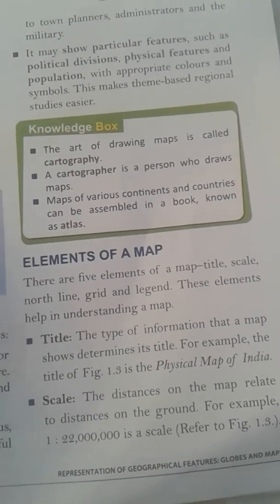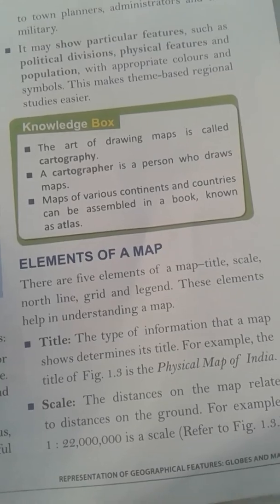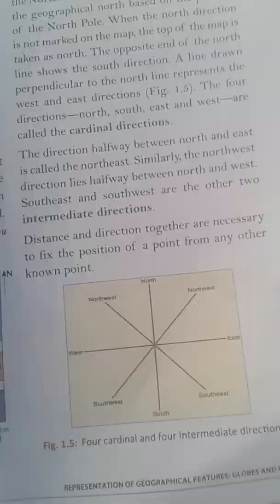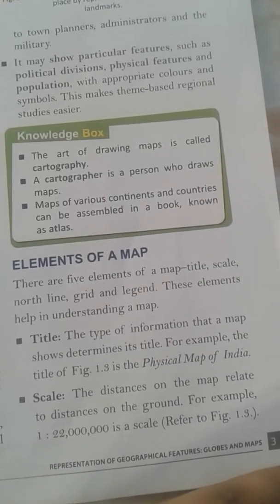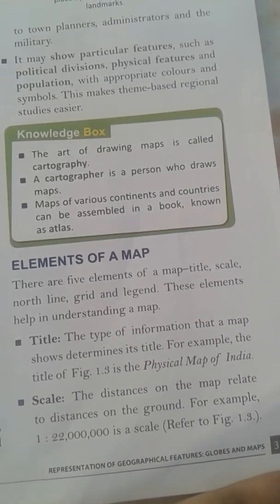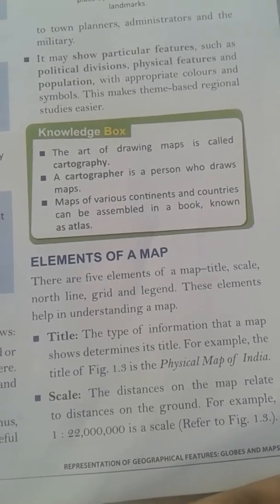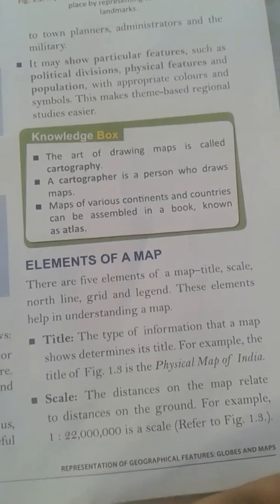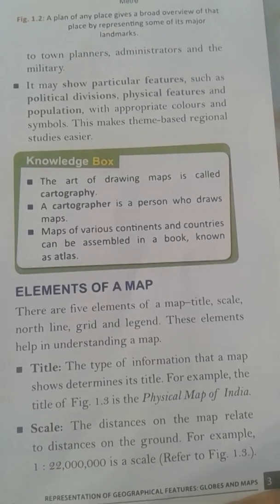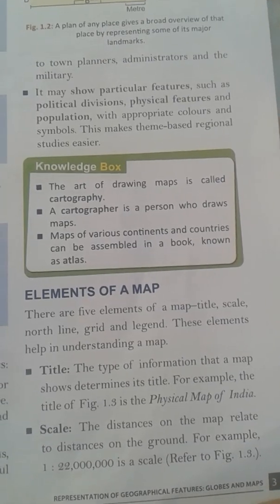Now one quick point we'll learn, that is, what is cartography? Cartography is the art of drawing maps. Next is elements of maps. There are 5 elements of maps. First is title. What is title? A title is a type of information by which we can determine the map. For example, the title: the physical map of India. Next is scale.